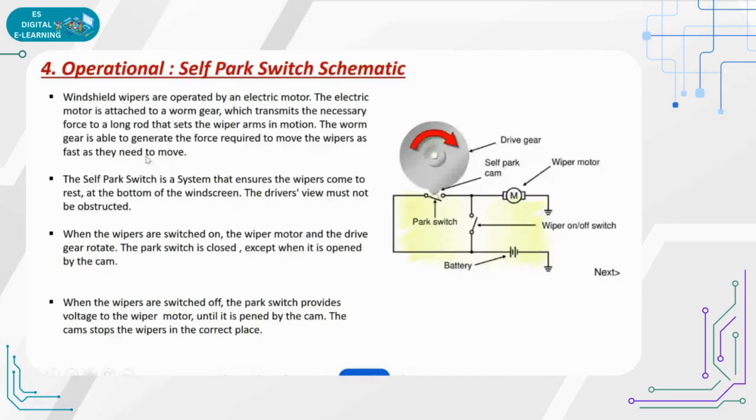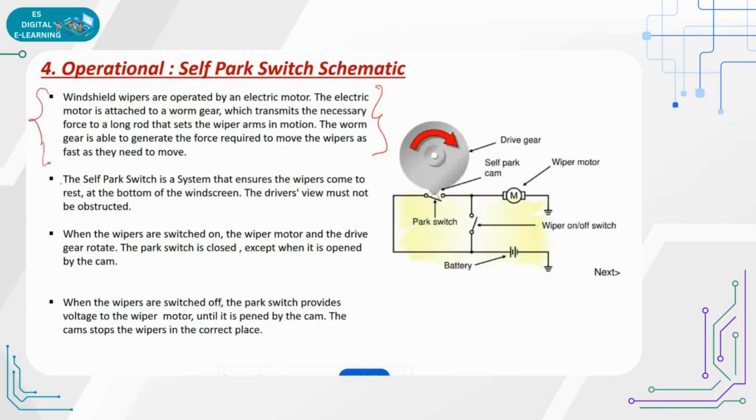So what is this wiper switch schematic doing? Wiper wash systems are operated by an electrical motor. As we know, that motor will help us to rotate. The electric motor is attached to the worm gear. From there it will transmit through the long rod to the wiper arms, and the gear will generate the force required to move the wipers as fast as needed. Okay, this is for understanding how the wiper operations will perform. This is a very important point I can say.